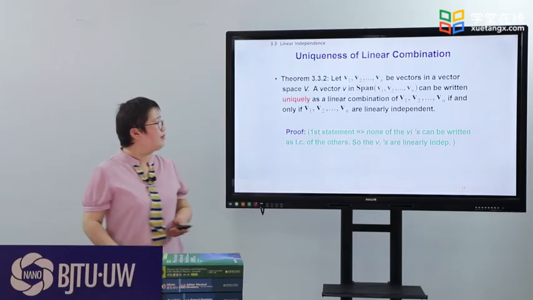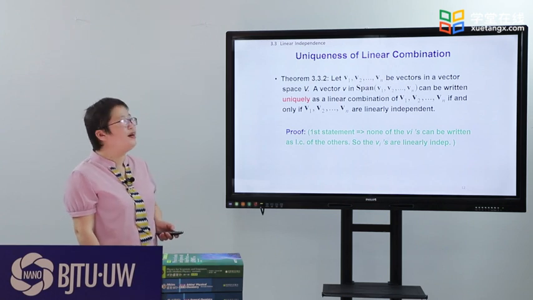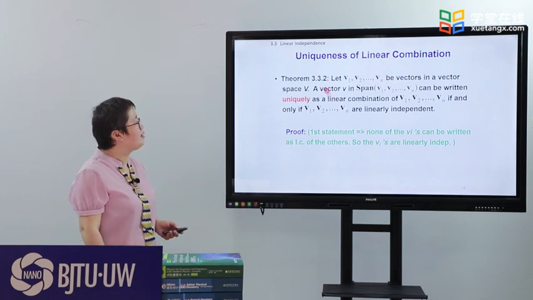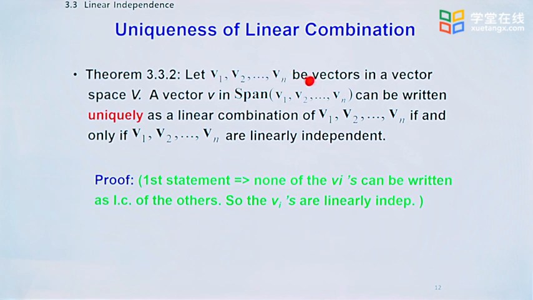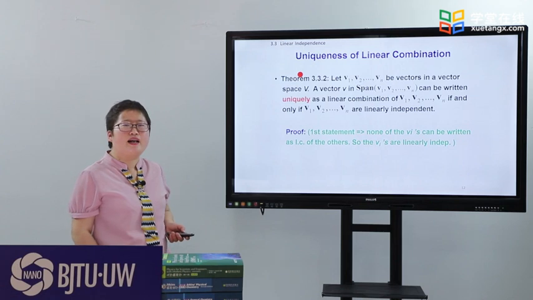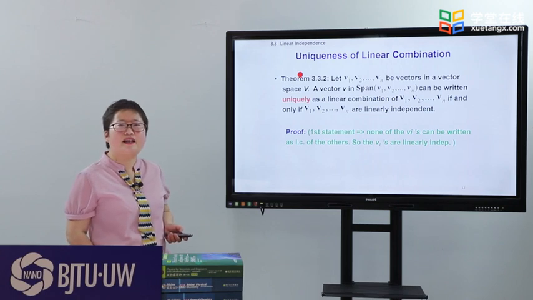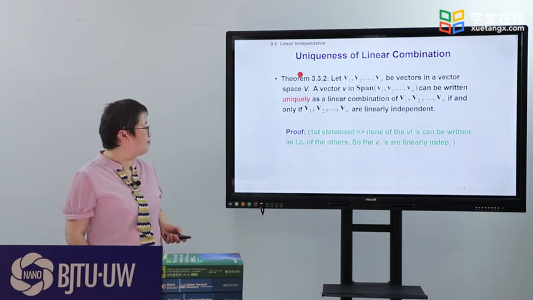Okay. Now we consider the uniqueness of a linear combination. We have this theorem. Let V1, V2 till Vn be vectors in a vector space V. A vector v in the span of V1, V2 till Vn can be written uniquely as a linear combination of V1, V2 till Vn if and only if the given vectors V1, V2 till Vn are linearly independent. Okay, so if for any vector v in the space V, the expression as a linear combination of the given vectors is unique, then we can say these given vectors are linearly independent.